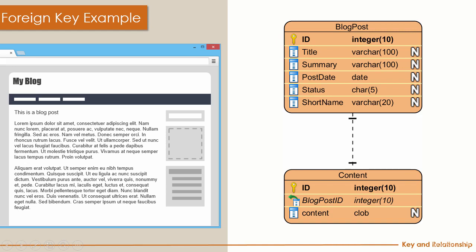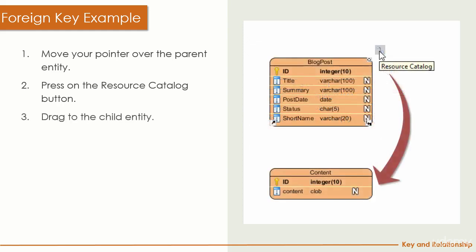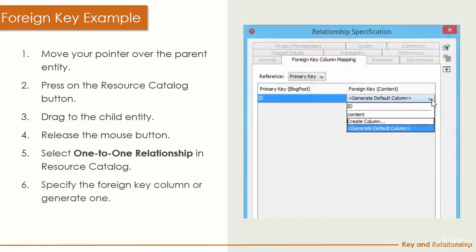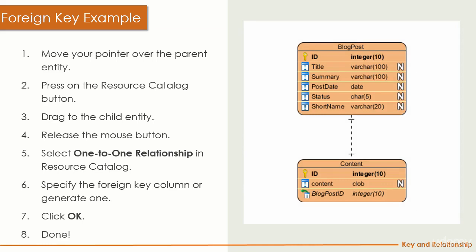We have the basic data of the blog: an ID, title, summary, post date, etc. And the long content we will put into the content table, which just stores the long text. Then when we show the front page, we don't need to load up the whole content, we just need to load up the blog post. To create a one-to-one relationship is easy and similar to one-to-many. Just move to the resource catalog, drag and drop, and then select the one-to-one relationship. Similar to the one-to-many, you also need to pick the foreign key column, or you can generate one by default, then the relationship will be created.